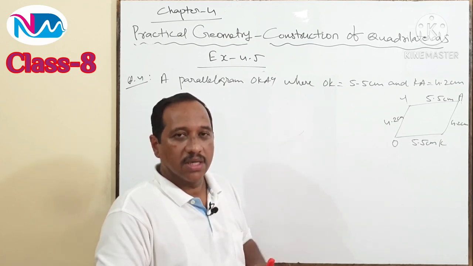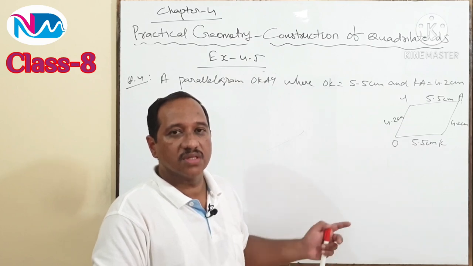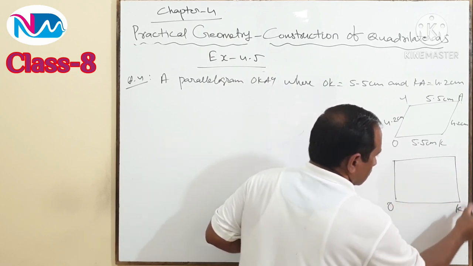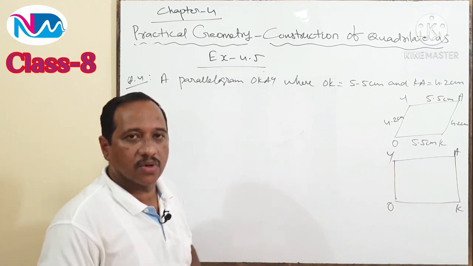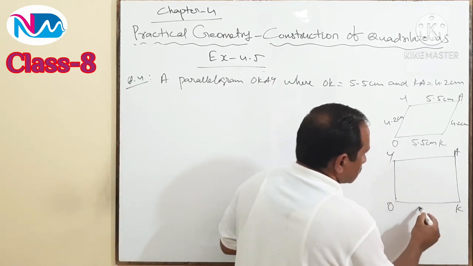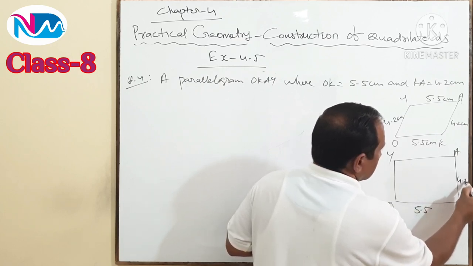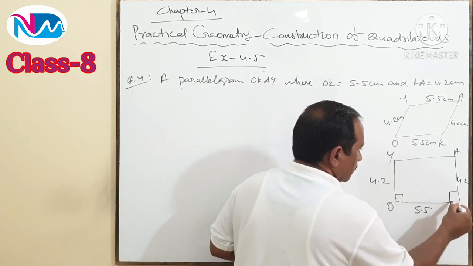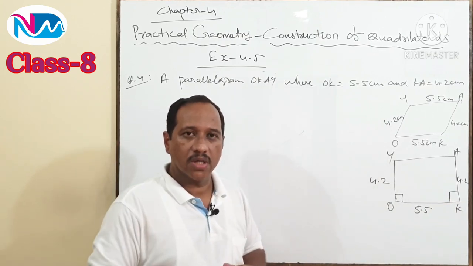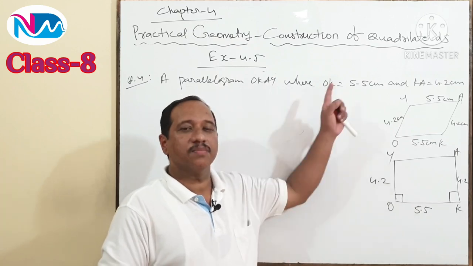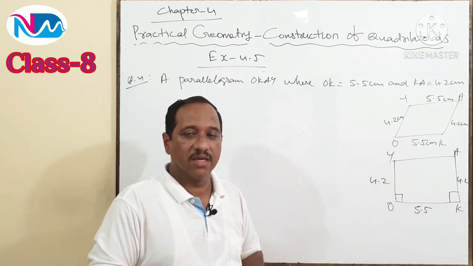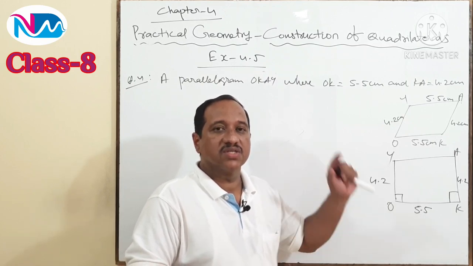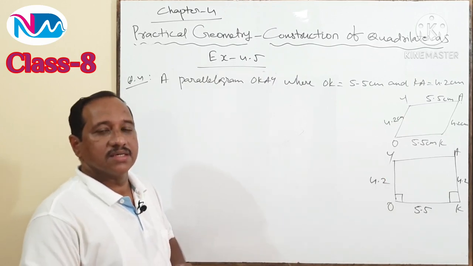Only this is possible if you draw a rectangle with these measurements. We can draw a rectangle because each angle of a rectangle is a right angle. That is, OK is 5.5, KA is 4.2, OY is also 4.2. Each angle is a right angle. Is it a parallelogram? Yes. A rectangle is a parallelogram in which each angle is a right angle. So the above construction is possible only if you draw a rectangle. A rectangle is a parallelogram, therefore we can complete the construction.